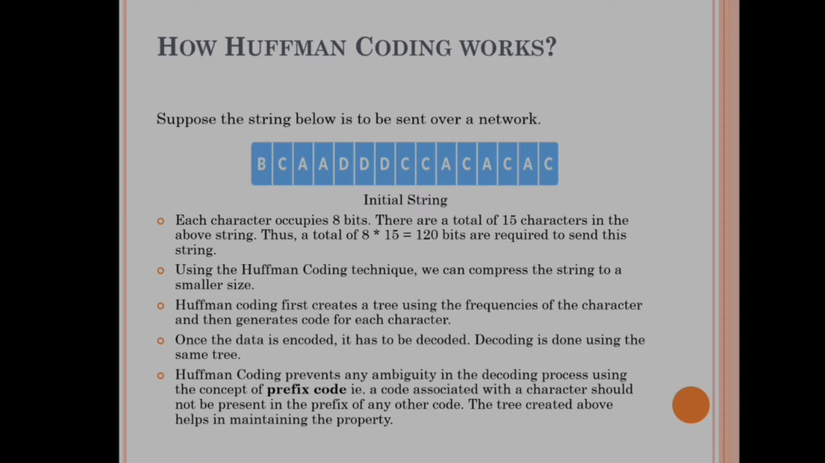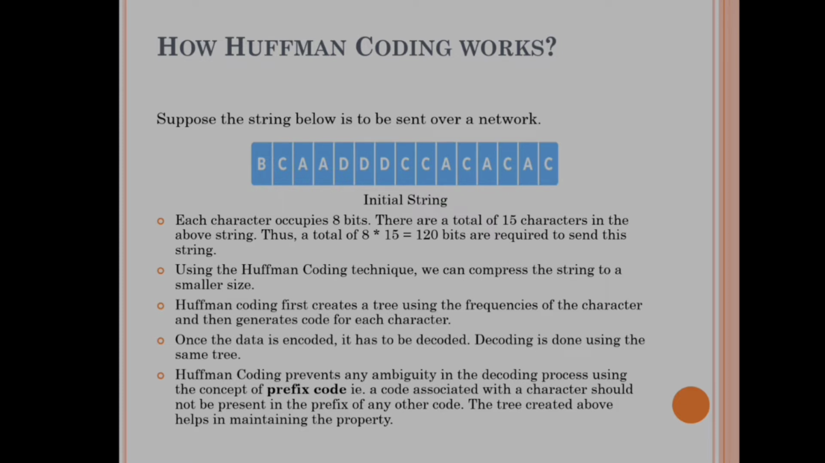I am taking this string for example, and we want to send this string onto the network. As we know, each character takes 8 bits, that means 1 byte. So this string will require 15 bytes, that means 120 bits. But we can reduce the size of this string by using the Huffman coding algorithm. And for that I will explain how this algorithm works.